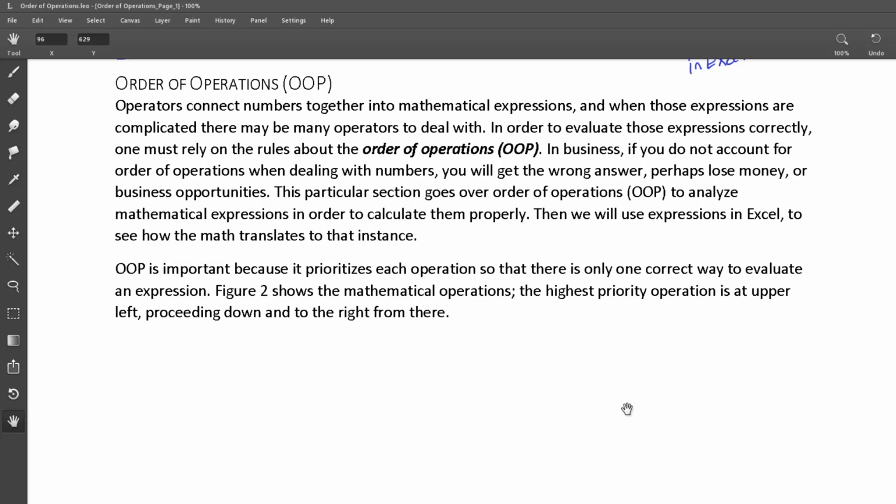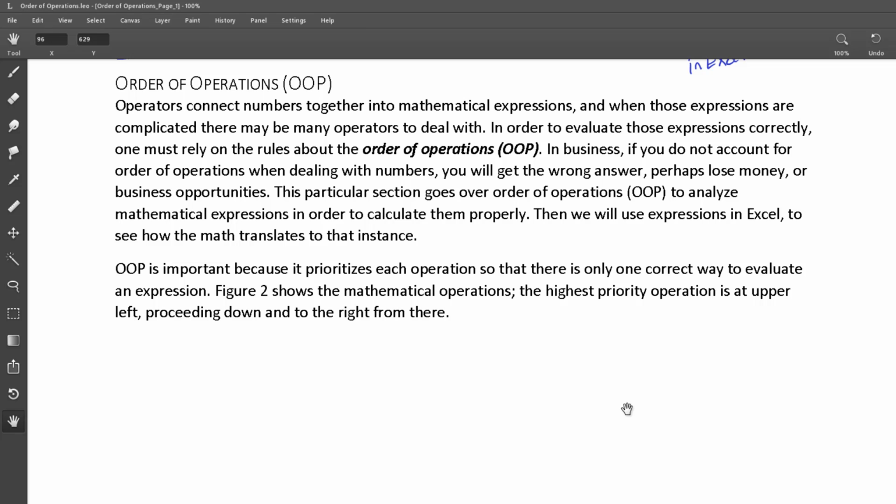You need to know which one you should do first, because specifically in business, it's no longer going to be about getting a math problem wrong. If you don't account for order of operations when making calculations and dealing with numbers, you're going to get the wrong answer, and that's going to lose you money.